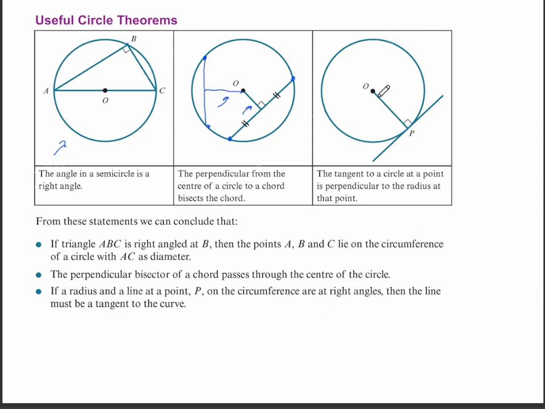Lastly, the radius, okay, at a certain point on the circumference is perpendicular to the tangent to the circle at that point. Yeah, so 3 things that we have done in IGCSE. I don't think the middle one we have done. This is something new probably, but this is very useful in this section.